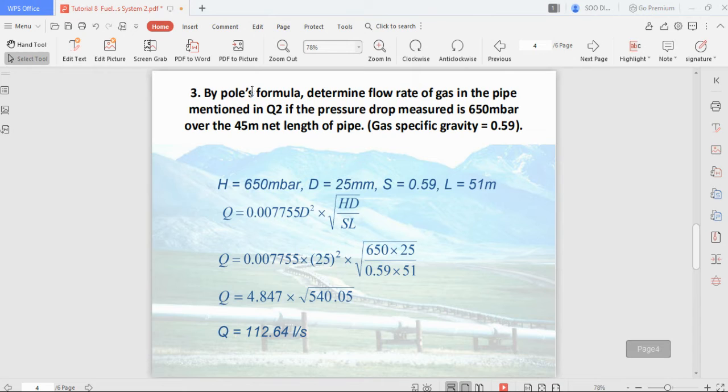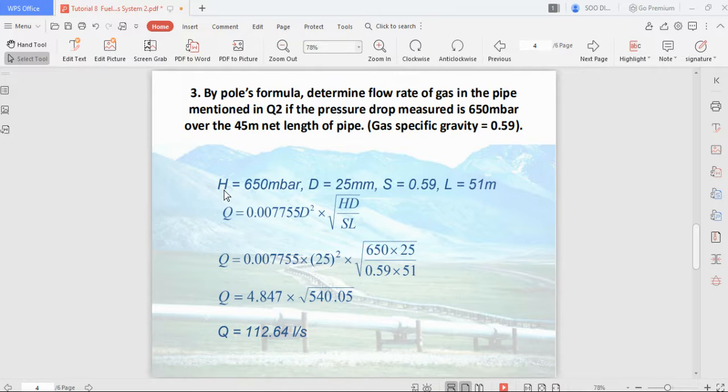Okay, so for question 3, it's a continuation of question 2. Using Pohl's formula, you have to determine the flow rate of gas in the pipe mentioned in question 2 if the pressure drop measured is 650 mbar over the 45 meter net length of pipe. You are given the specific gravity of 0.59.